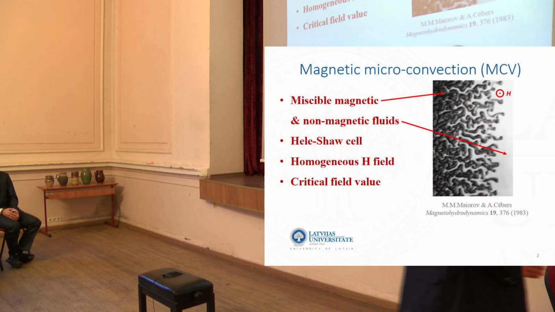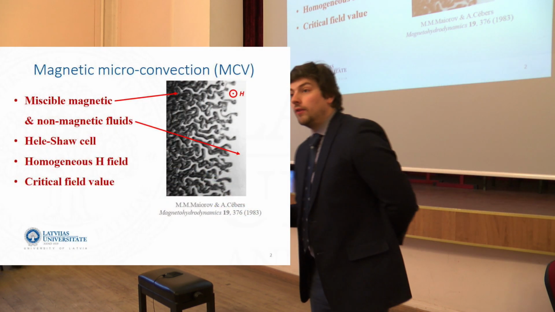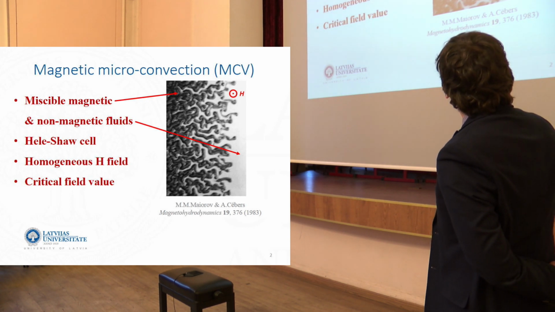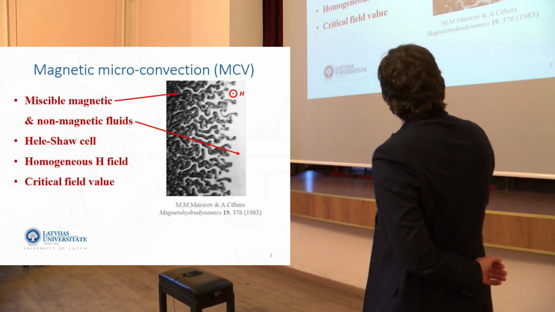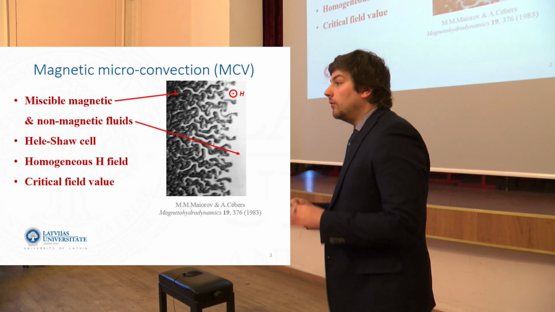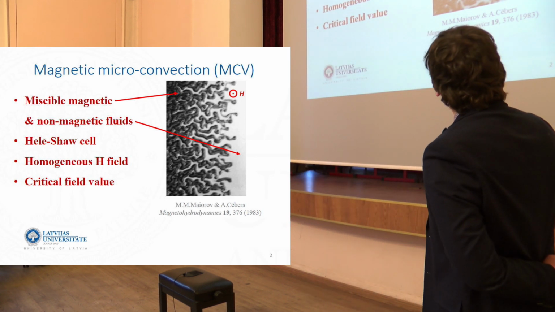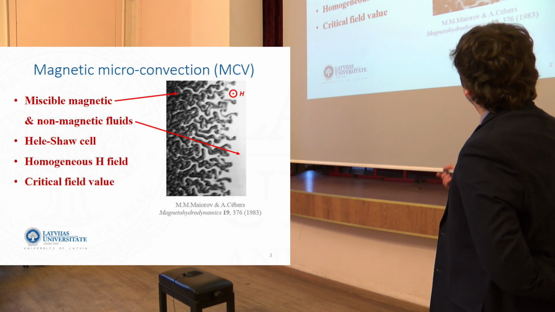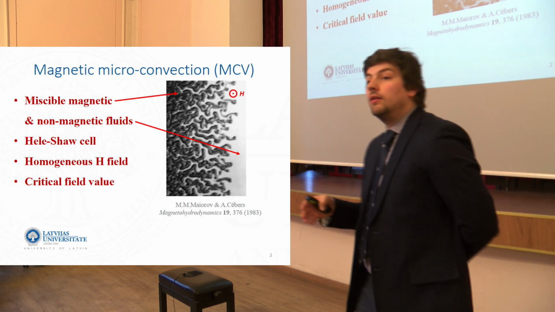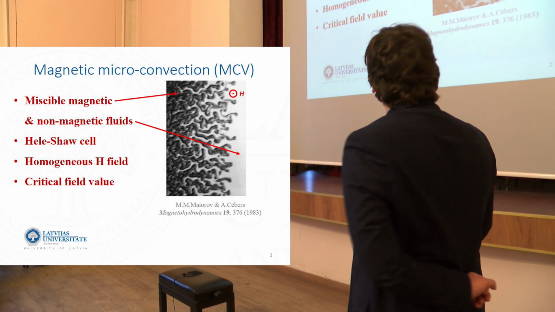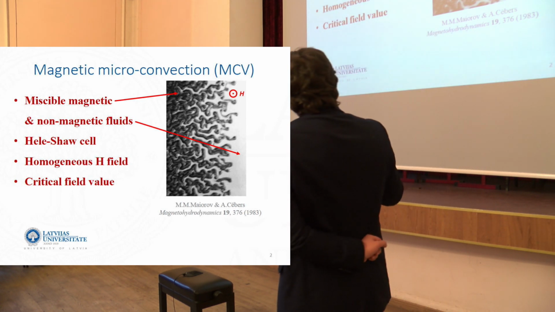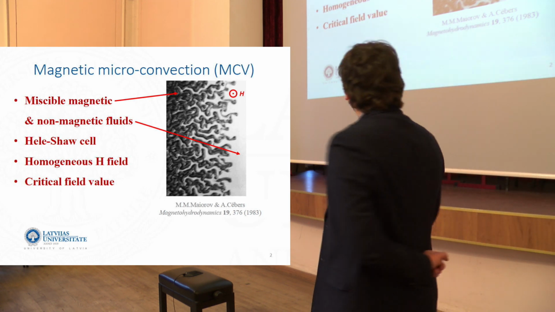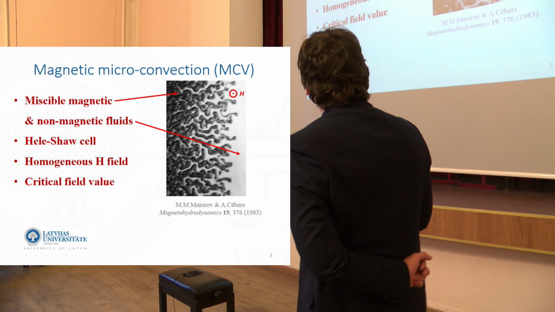So what is it? What's magnetic micro-convection? It's a phenomenon that was found by Cēbers and Maiorov in 1983. At least the paper came out, and it's a system where you have between 2 glass plates in a Hele-Shaw cell miscible magnetic and non-magnetic fluids. So basically 2 fluids that are put together, and if you apply a homogeneous magnetic field, then it starts mixing.